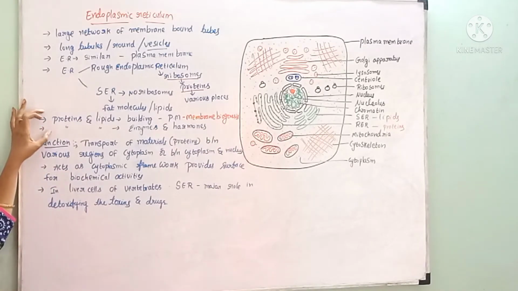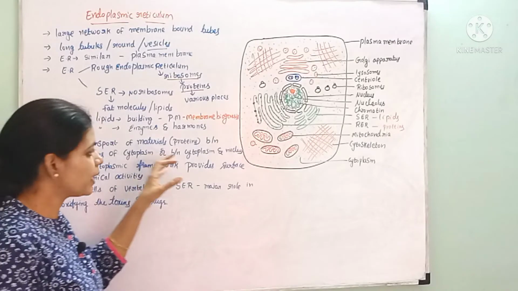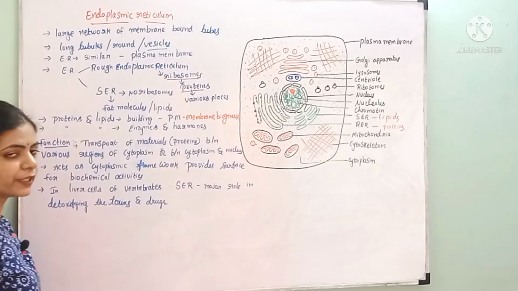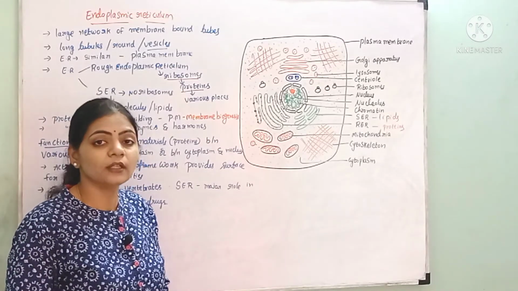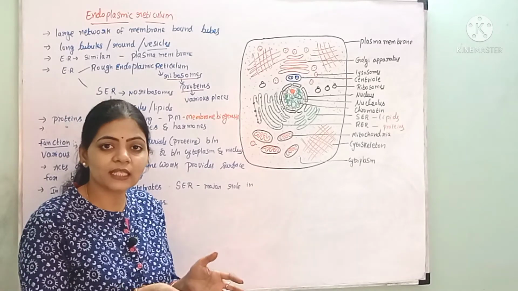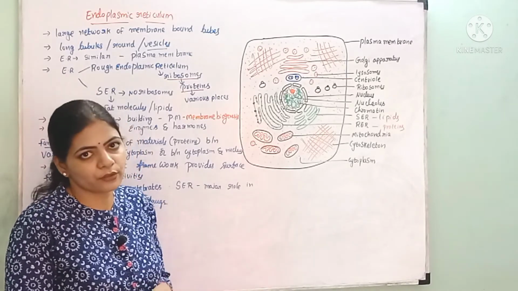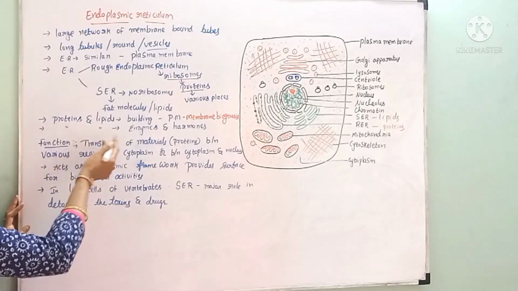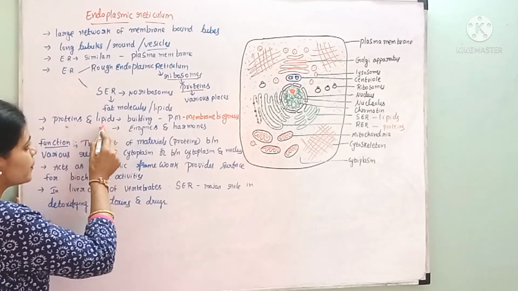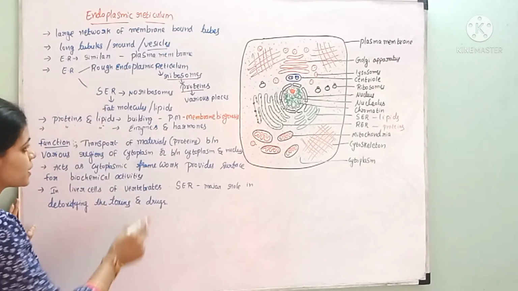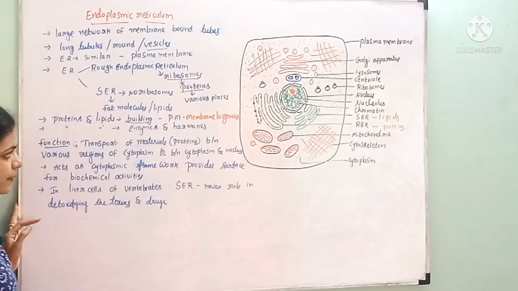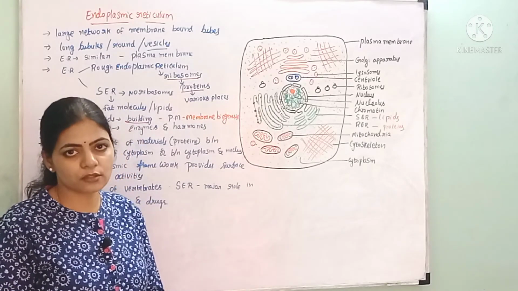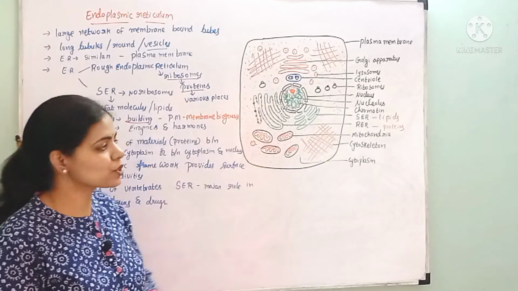These proteins and lipids are helpful in the building up of the plasma membrane. If we see the plasma membrane structure, it is made up majorly of proteins and lipids only. Those proteins and lipids are obtained from the endoplasmic reticulum. So the proteins and lipids produced from the endoplasmic reticulum are helpful in the building up of the plasma membrane, and this process is known as membrane biogenesis.